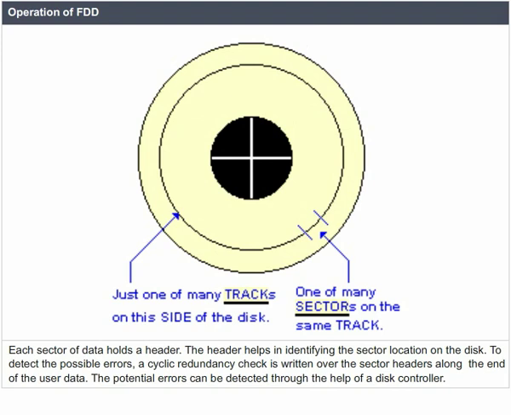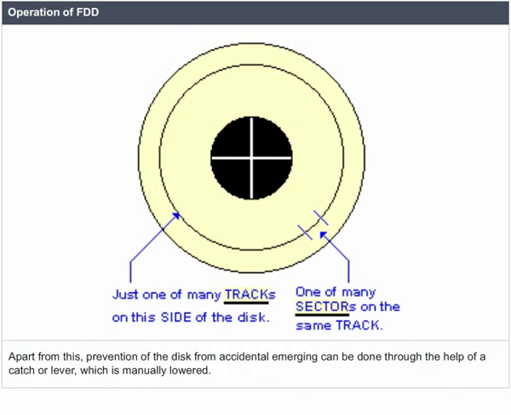Each sector of data holds a header. The header helps in identifying the sector location on the disk. To detect possible errors, a cyclic redundancy check is written over the sector headers along with the end of the user data. The potential errors can be detected with the help of a disk controller. Apart from this, accidental erasing of the disk can be prevented with the help of a catch or lever, which is manually lowered.